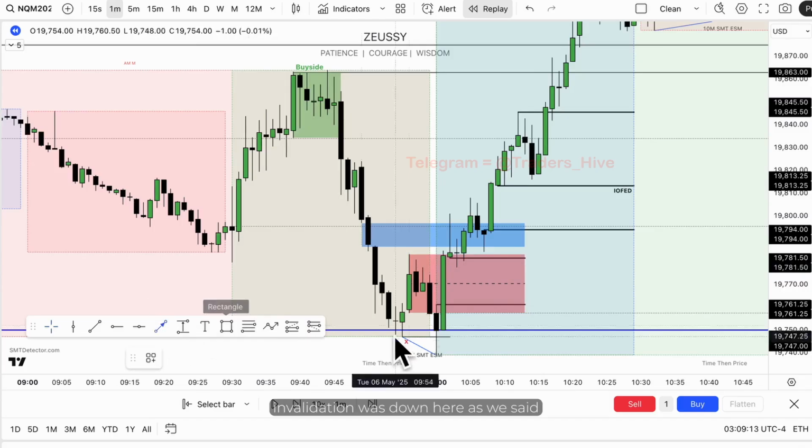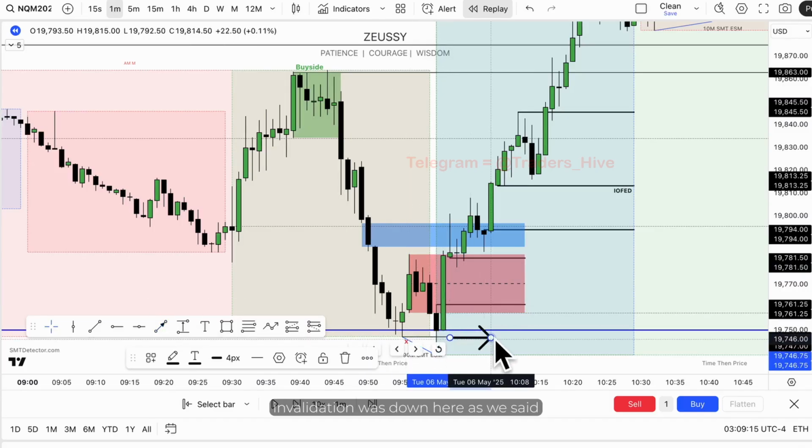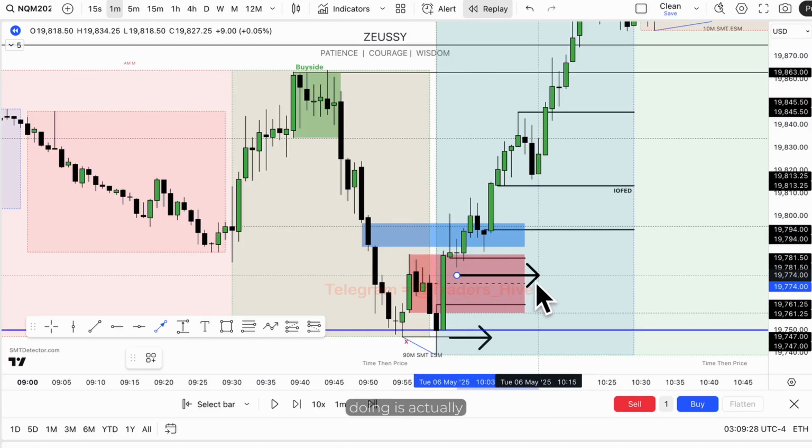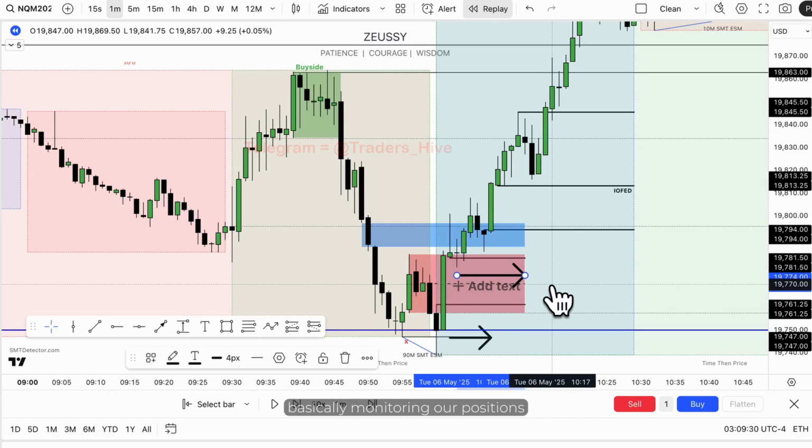Meaning, initial invalidation was down here, as we said. New invalidation becomes here. I would not place my stop loss right here. I would instead manually close it if I see displacement below that low taking place. So what I'm doing is basically monitoring my positions actively, and the reason why I'm doing so is because I want to be in sync with IPDA.